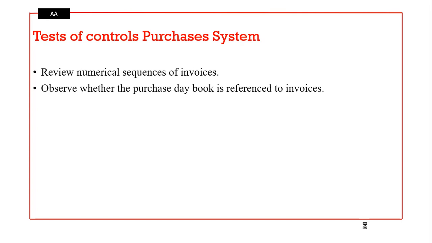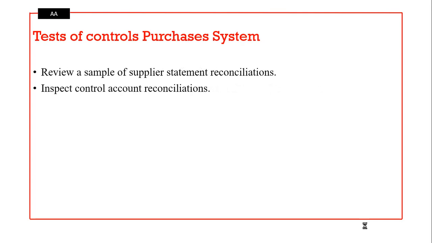The auditor must review numerical sequences of invoices to ensure that invoices are duly fulfilled. Remember, at least we can argue for numerical sequencing from the point of view of a particular supplier. Observe also whether the purchase day book is referenced to invoices. This ensures completeness in terms of recording our obligations. All right, so what else do you have?